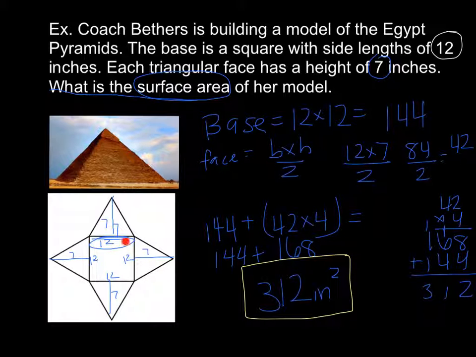I found the area of the base using the measurements in the problem. I found the area of the triangles and used my formula, base times height divided by 2, and then I multiplied it by the number of faces that I had, and added my faces and my base, and it gave me 312 inches squared. Okay, please raise your hand if you have any questions on this one. If not, then go ahead and move on to the next problem.